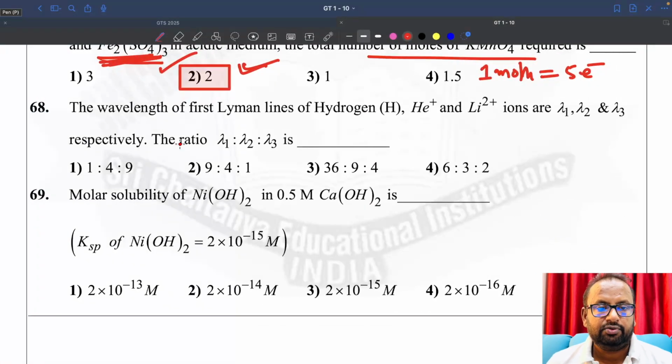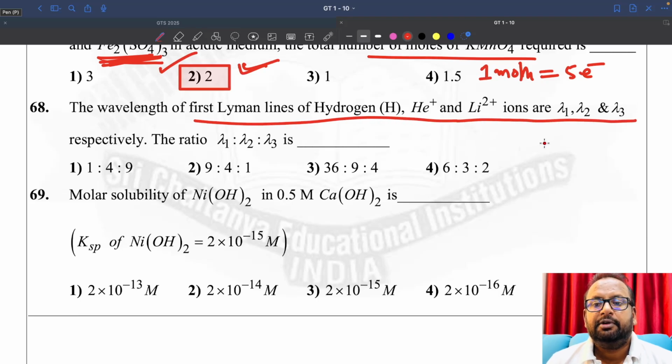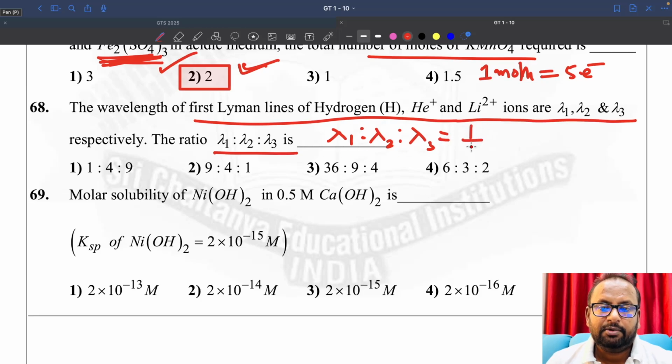So next we will move to the 68th question. The first lines of the Lyman series of hydrogen, helium, lithium are lambda 1, 2, 3. So the ratios of lambda 1, 2, 3 are in what order? So they are inversely related. So lambda 1 is hydrogen, atomic mass is 1 by 1. So helium is 1 by 2.